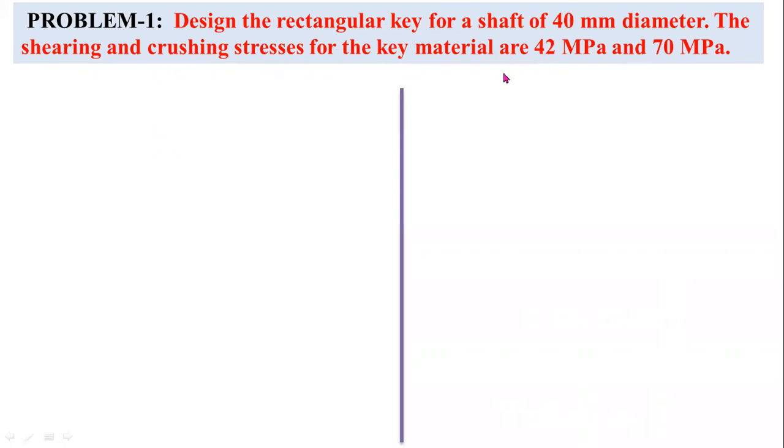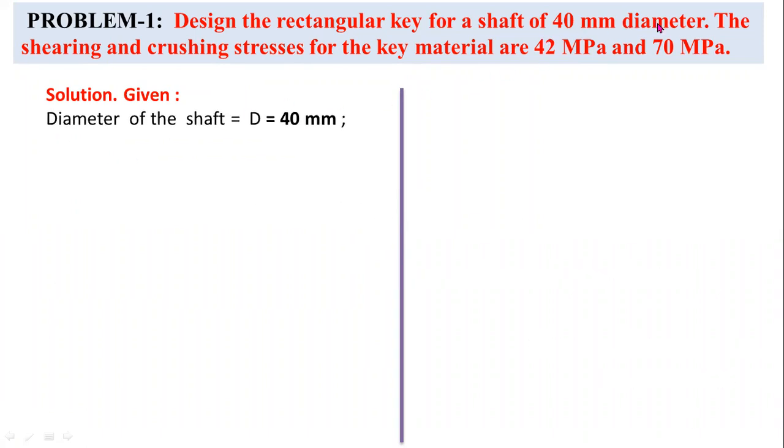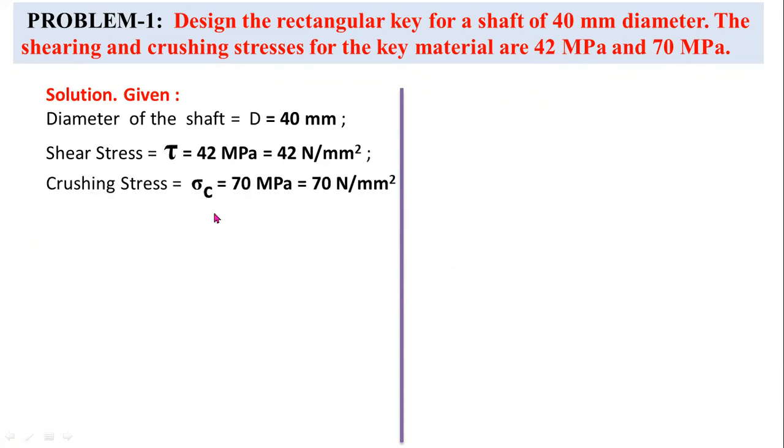From the given question, first of all, you have to identify the given values. Here the diameter of the shaft is given: diameter D equals 40 mm. Shear stress and compressive stress are also given. Shear stress tau equals 42 megapascal, where 1 megapascal equals 1 Newton per mm square, and crushing or compressive stress sigma c equals 70 megapascal, where 1 megapascal equals 1 Newton per mm square.